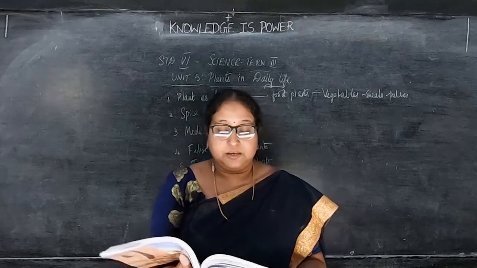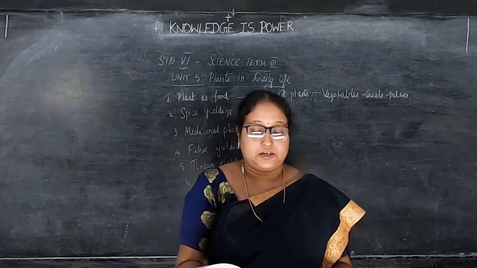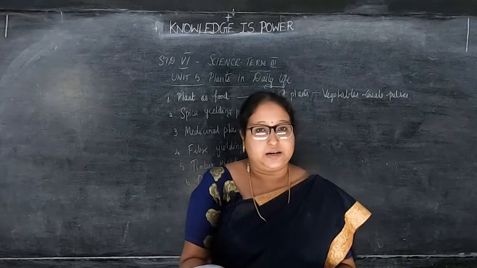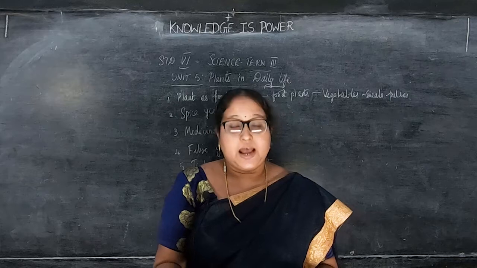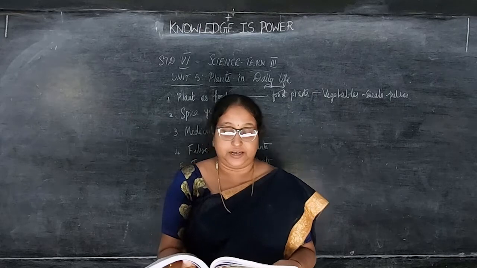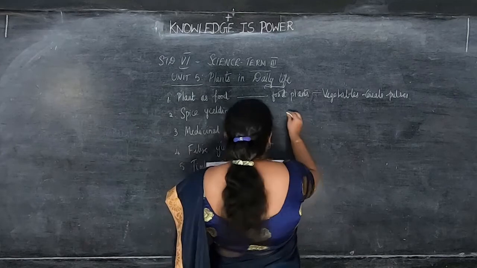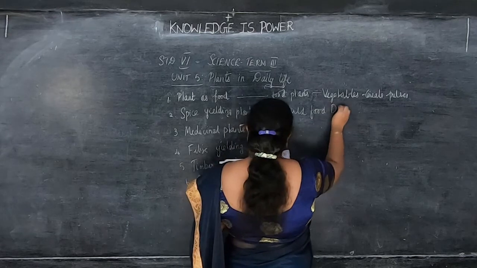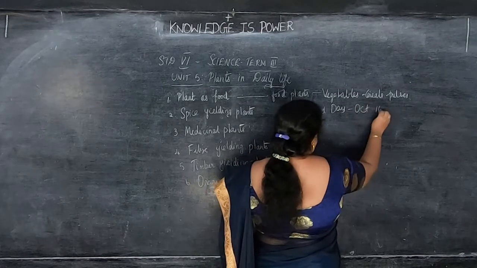Now each year World Food Day is celebrated by the Food and Agriculture Organization of the United Nations, that is FAO. And the World Food Day adopts a different theme each year. So World Food Day is celebrated on October 16.